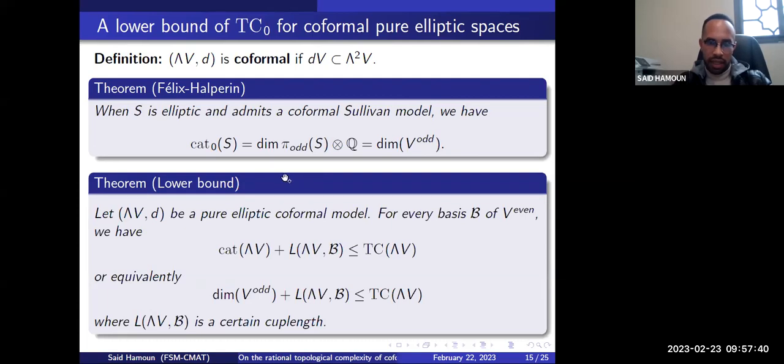And after developing the technique that we saw in the previous example, we prove in particular that for any pure elliptic coformal model lambda V, d, and for any basis B of V even, the rational topological complexity is greater than or equal to the rational LS category plus L of lambda V, B, or equivalently, the rational topological complexity is greater than or equal to the dimension of V odd plus L, where L here is a certain invariant that we will describe next.